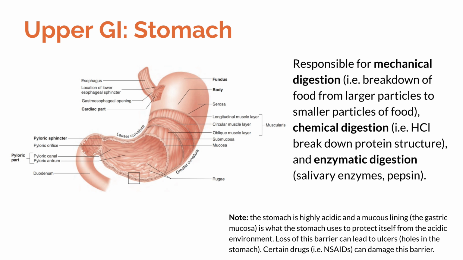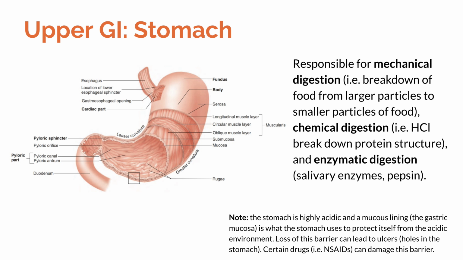Now, if we move further down, we come to the stomach, and our stomach is responsible for three types of digestion. We have mechanical, chemical, and enzymatic. So, mechanical is the physical churning of food, whereas chemical is breaking down the protein structure using the acid, like HCl. And then we also have enzymatic, which is using enzymes to further break down the food particles.